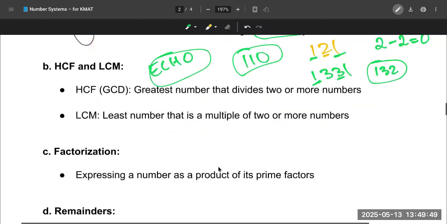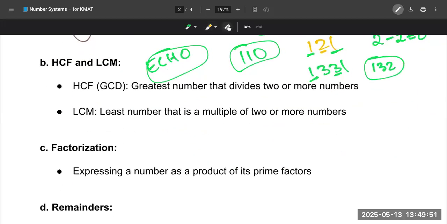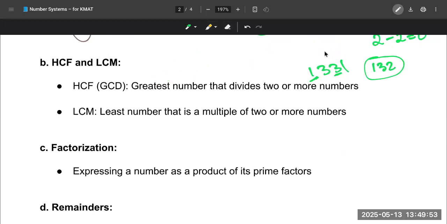Okay. What is HCF and LCM? What do you remember about HCF and LCM? HCF is the highest common factor. LCM is the lowest common factor. No, LCM is the least common multiple. Okay.